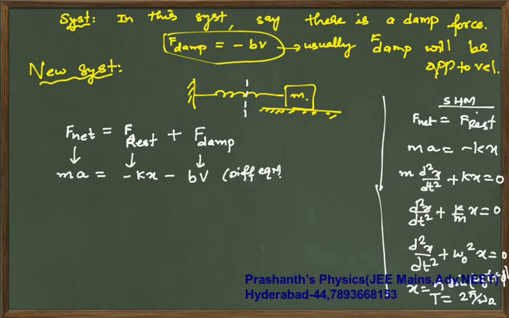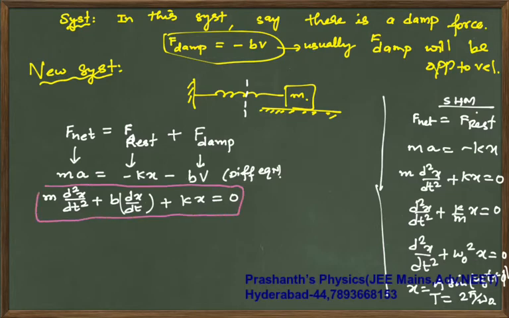So now what I will do is I will rearrange. Acceleration can be written as d square x by dt square plus b times v. V is dx by dt, plus kx is equal to 0. Now, this is a second order differential equation. Now we need to rearrange this equation.